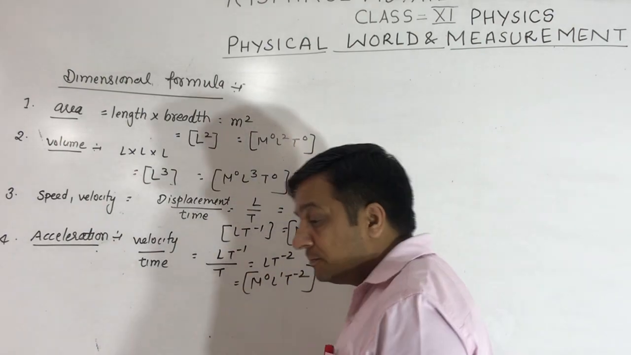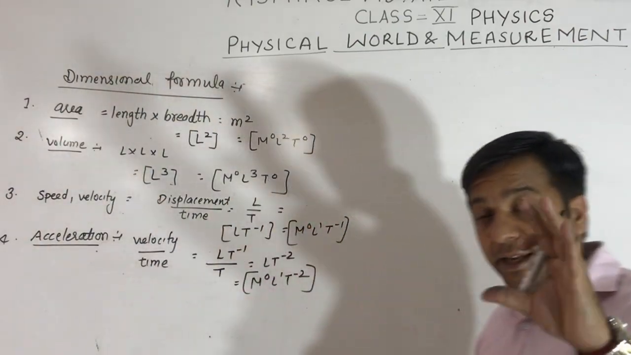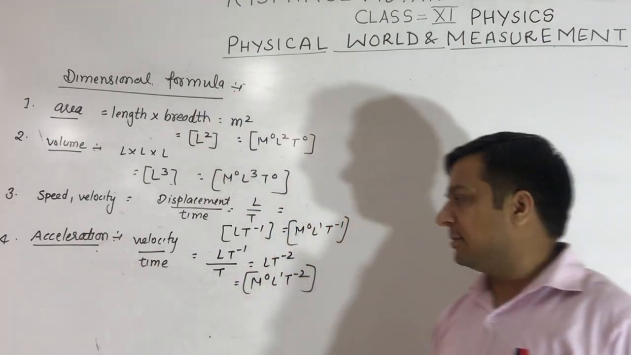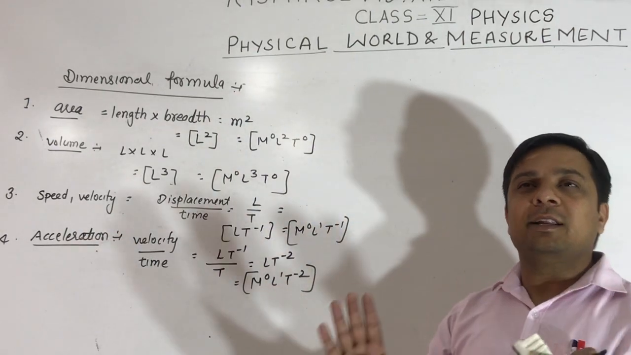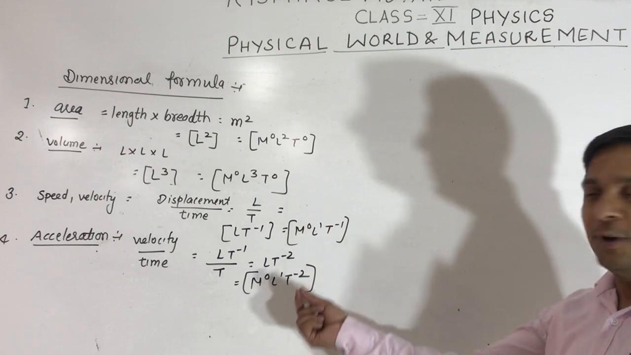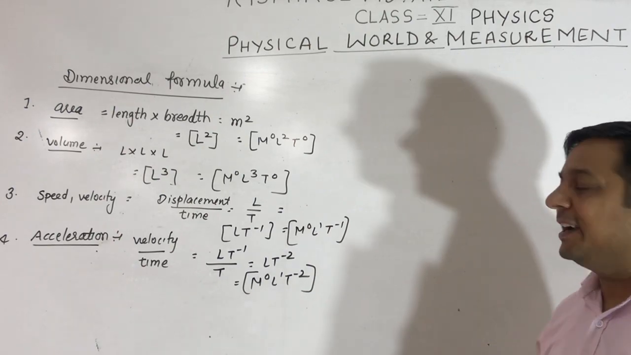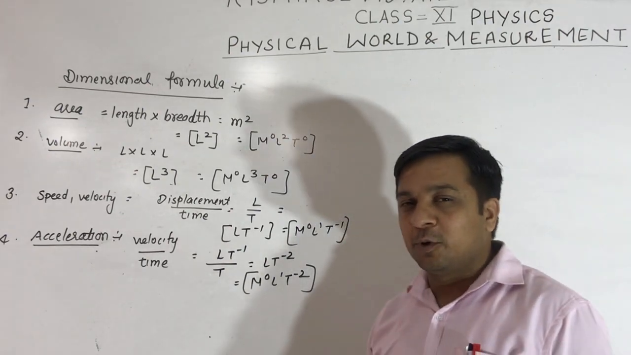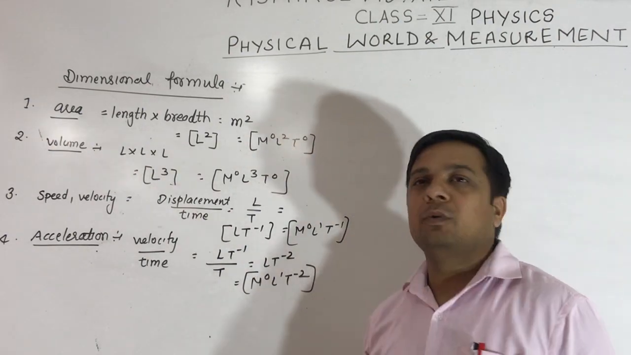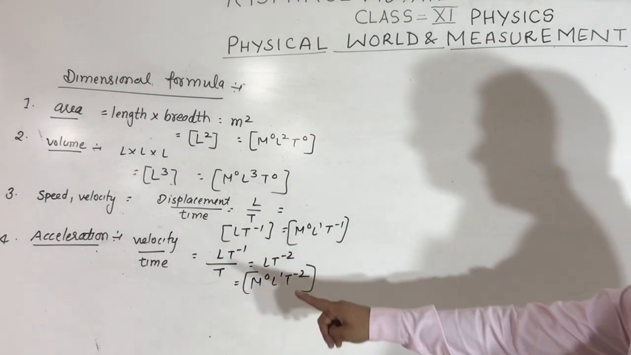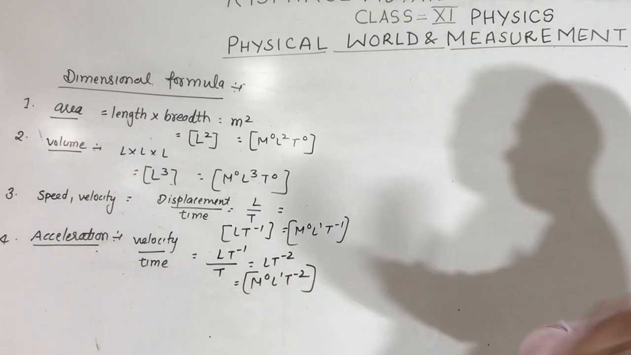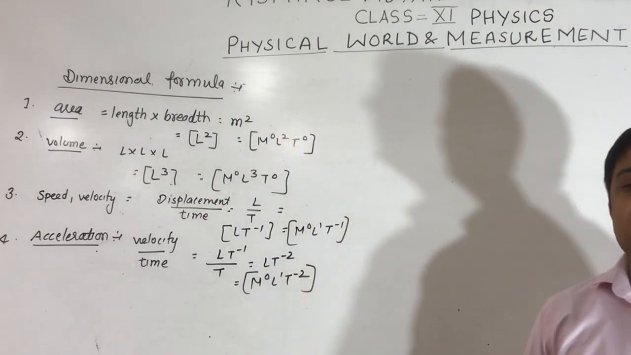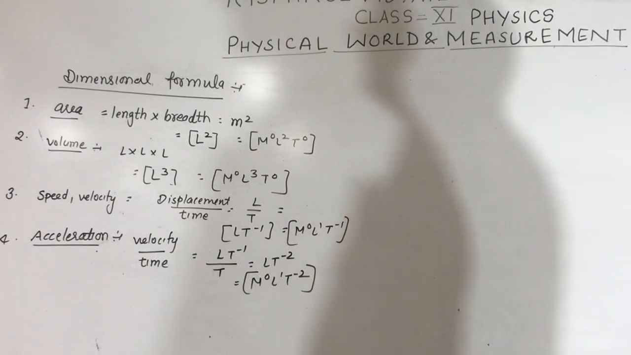For your convenience, you should always remember the formula of acceleration, LT minus 2. Even in sleep, you should know the formula of acceleration, LT minus 2. I will ask you again and again, what is the dimensional formula of acceleration? LT minus 2. Always, because this formula is very important and is used in a lot of quantities in class 11th. You will use the formula of acceleration in many quantities.